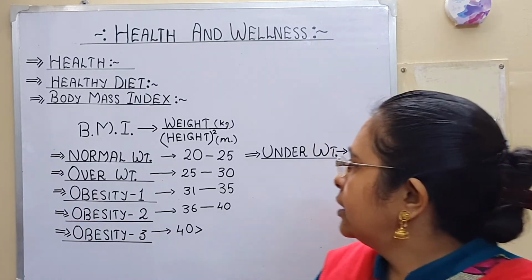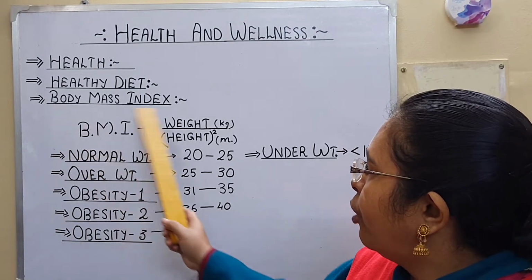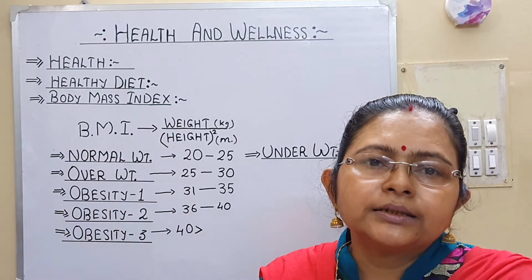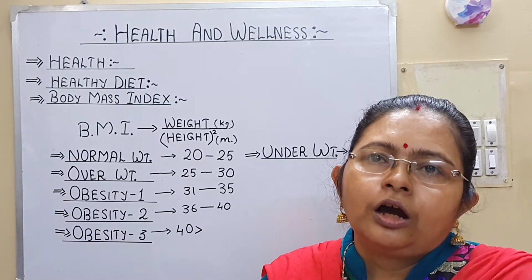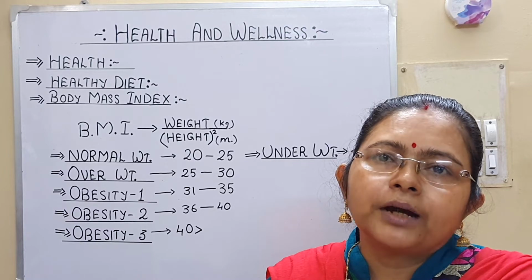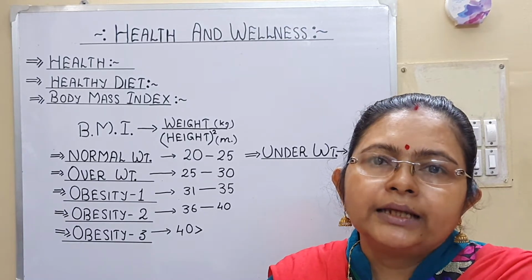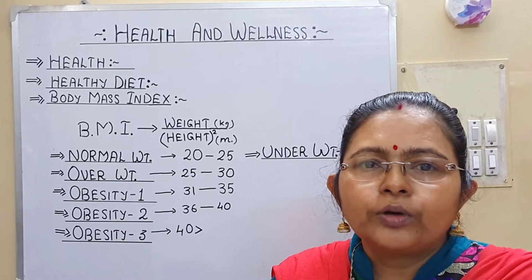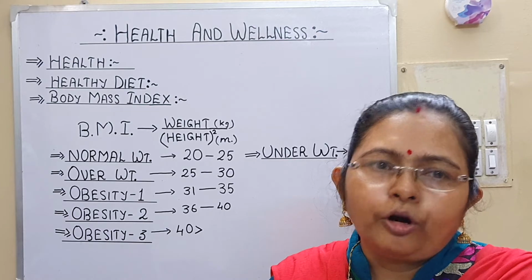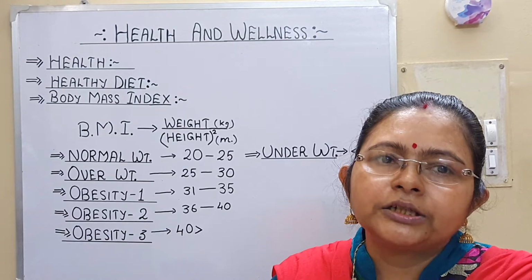After that, the important thing we are going to learn today is the body mass index. What is body mass index? Body mass index is a calculation of height and weight, by which you can calculate whether that person is in the normal weight, overweight or underweight. By this calculation, the body mass index, we can assess whether the person is in the right condition or not.